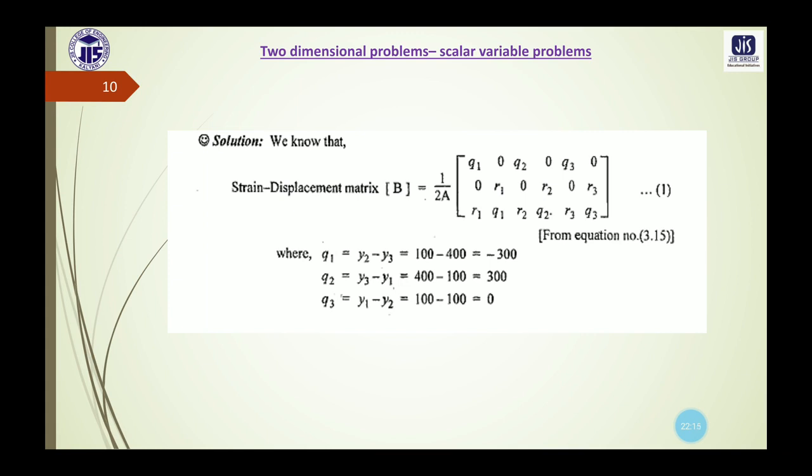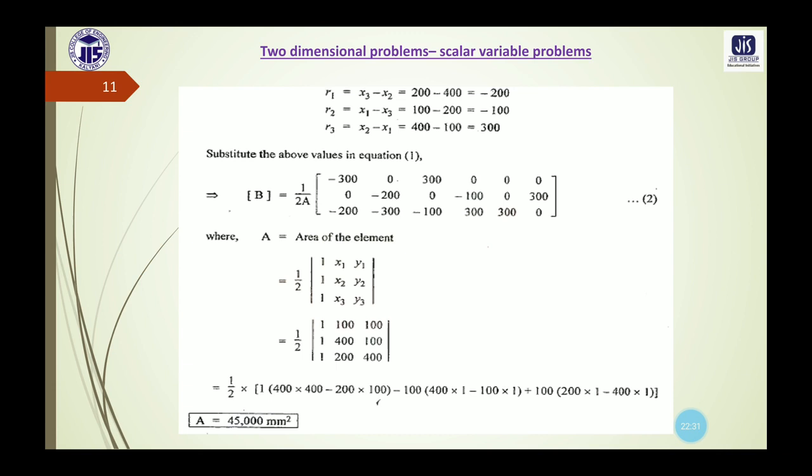For that, the formulas of Q1, Q2, Q3 are here in this slide: you can see y2 minus y3, then for q2 it is y3 minus y1. In a similar manner we need to remember the formulas for q1, q2, q3. Next we need to write the formulas for r1, r2 and r3, which are related to the x coordinates. After that we entered the values of q1, q2, q3 and r1, r2, r3 in equation number 1, and thus we got equation number 2.